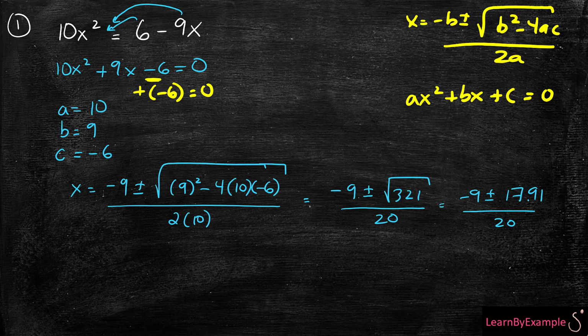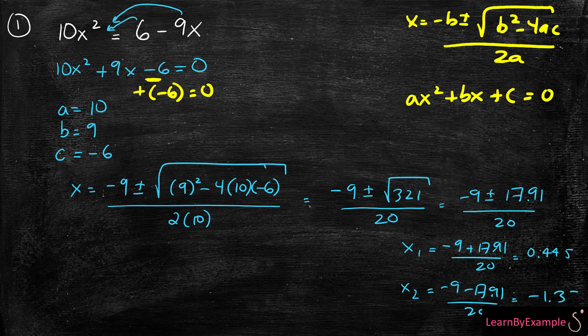Now you're going to break down the plus and minus. So x1 can be equal to minus 9 plus 17.91 over 20, which is equal to 0.445. Or x2 is equal to minus 9 minus 17.91 over 20, which is negative 1.35. And that's it. Those are your two answers for x.